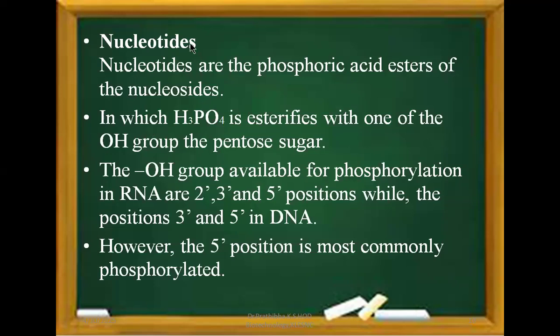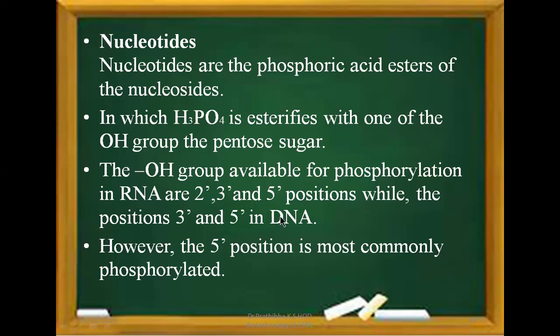Nucleotides, what happens here? H3PO4, that is phosphoric acid, esterifies with one of the hydroxyl groups of the pentose sugar, that may be a deoxyribose or a ribose. The hydroxyl groups available for phosphorylation in an RNA molecule are at the 2' carbon atom, the 3' and the 5' carbon atom positions. It means in the ribose sugar, at the 2nd, 3rd and 5th carbon atom positions, there is the presence of hydroxyl group for phosphorylation.